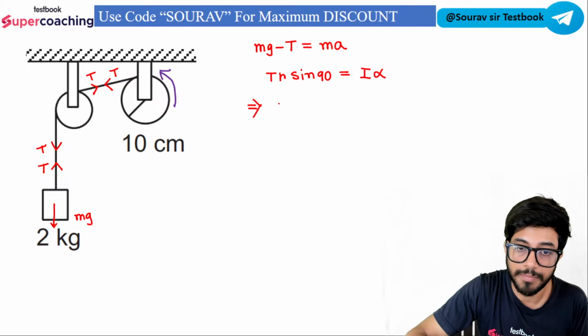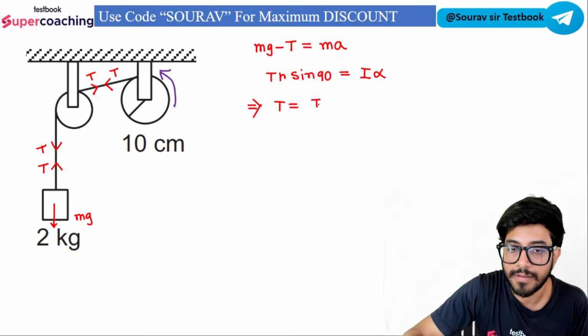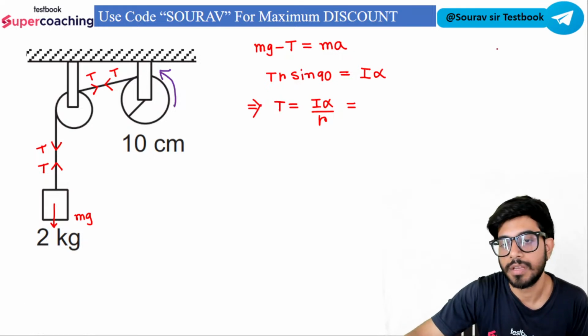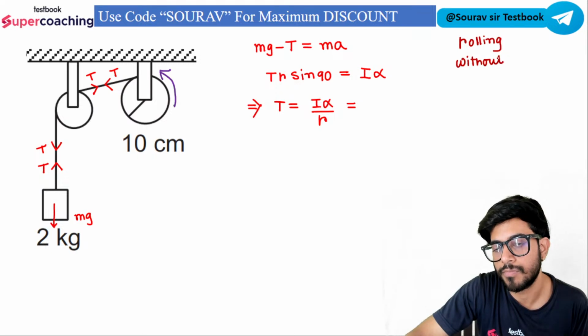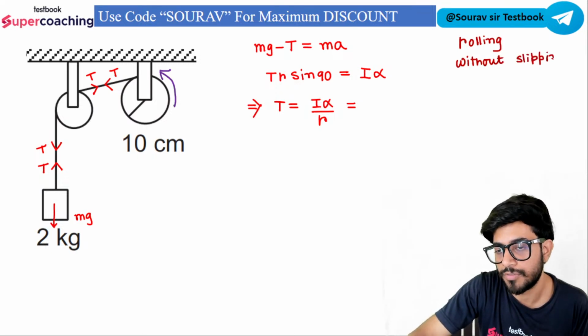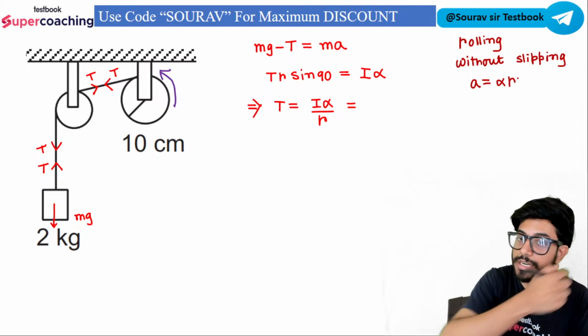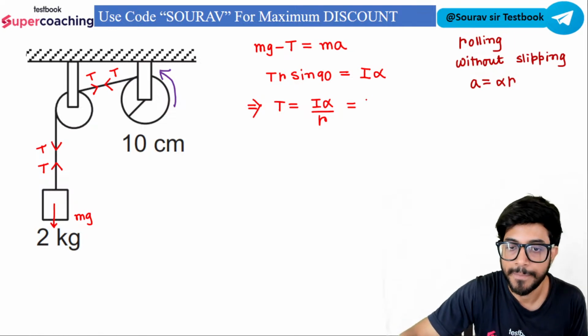So of course T can be written as I into alpha divided by R. Now we all know that for rolling without slipping, acceleration a equals alpha into R. So alpha equals a by R, so this can be written as I a divided by R square.